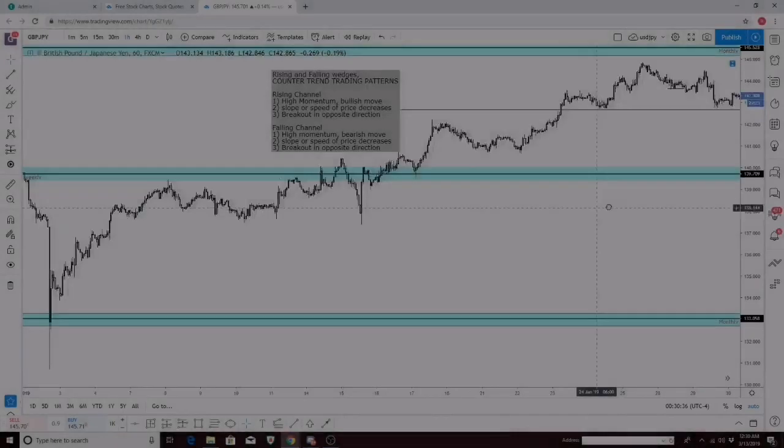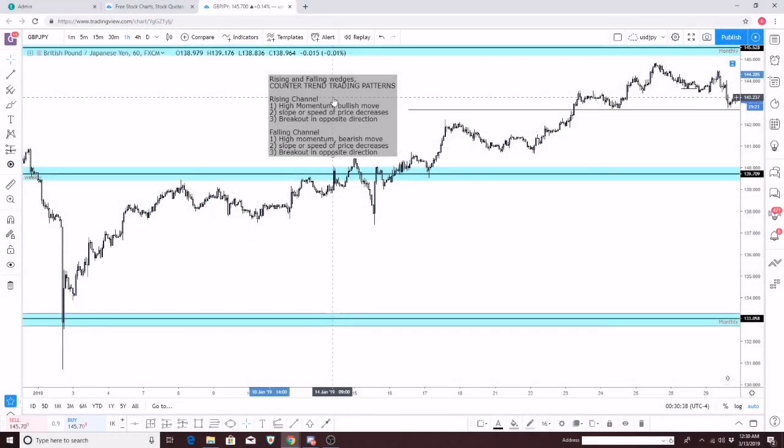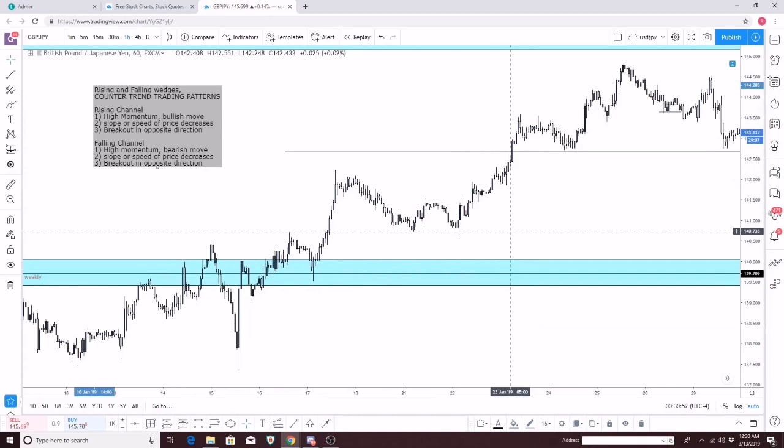So in this video, I'm going to be going over rising and falling wedges. So getting out my notes here. Overall, when we're talking about rising and falling wedges, these are counter trend trading patterns. So you definitely don't want the biggest take profit areas or the biggest targets when trading these patterns.